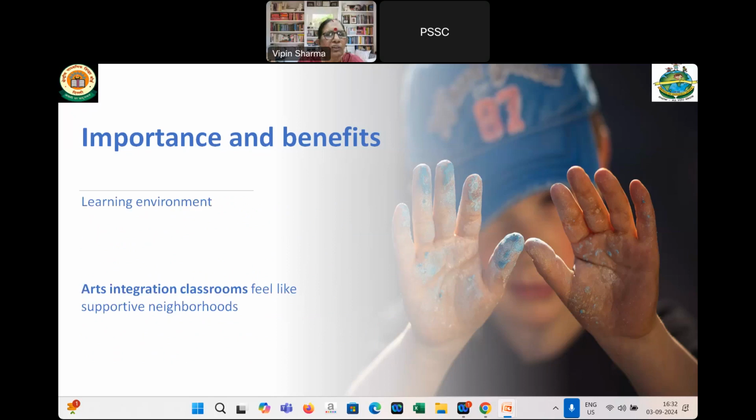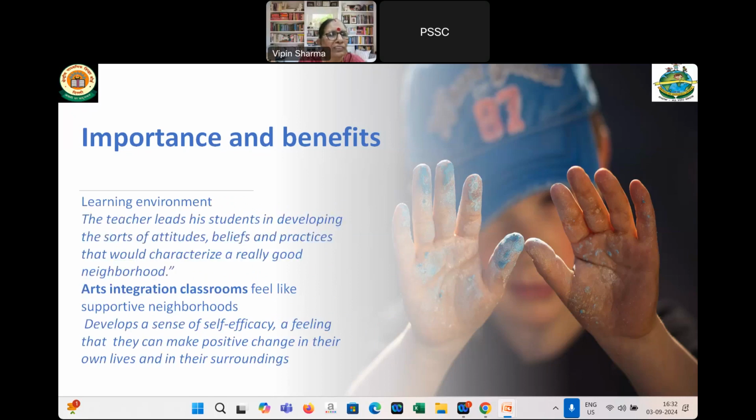Now, the learning environment. This is where the teacher leads his students in developing the sorts of attitudes, beliefs, and practices that would characterize a really good neighborhood. Art integration classrooms feel like supportive neighborhoods. Let each child cooperate with each one. Let everyone help each one. This is how they learn.